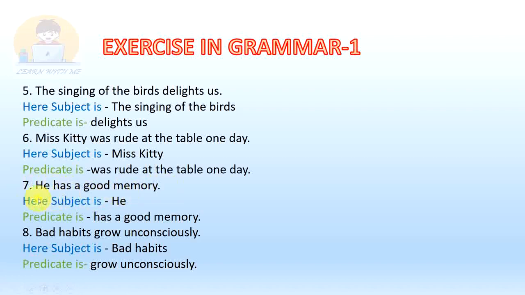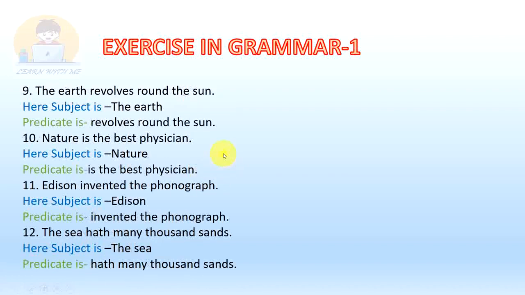7. He has a good memory. Here subject is he. Predicate is has a good memory. 8. Bad habits grow unconsciously. Here subject is bad habits. Predicate is grow unconsciously. 9. The earth revolves round the sun. Here subject is the earth. Predicate is revolves round the sun. 10. Nature is the best physician. Here subject is nature. Predicate is the best physician.